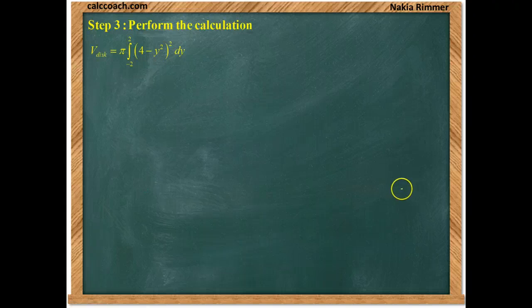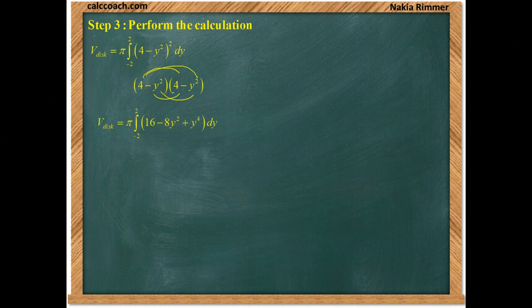Let's square out 4 minus y squared. Yes, we do get the 16. And yes, we do get the y to the 4th. But you can't be short-sighted and think that you can just square each one of these. There's a middle term that you'll be forgetting about. A minus 4y squared and another minus 4y squared to give you minus 8y squared.